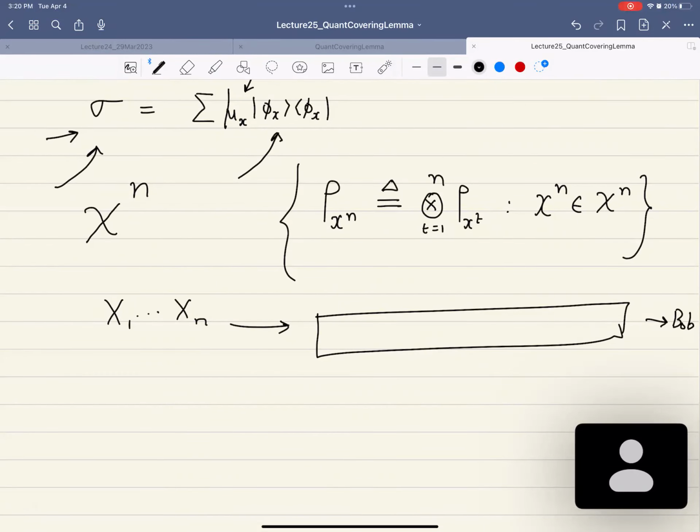So this is how I will simulate sigma n, and my library now should have so many quantum states. If you all agree, just put a thumbs up, and then I will continue because I'll then motivate what is the covering dilemma.